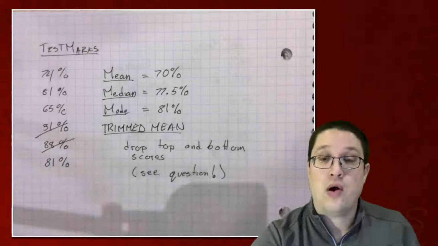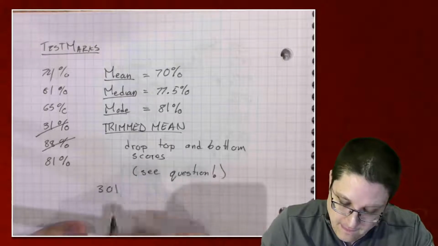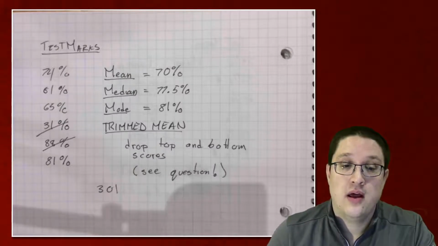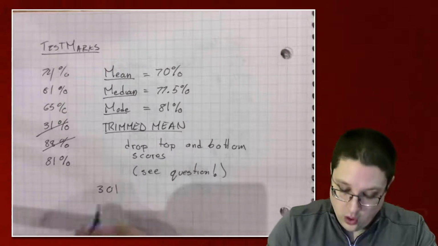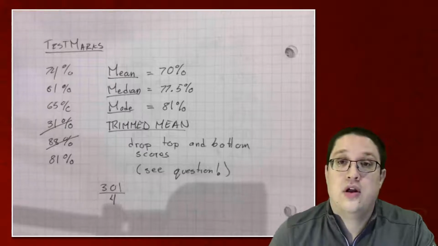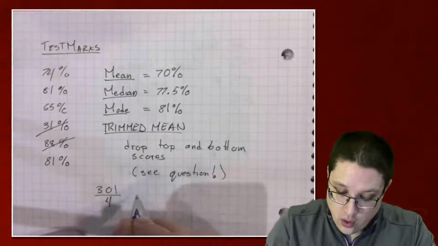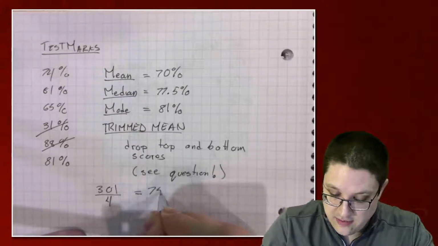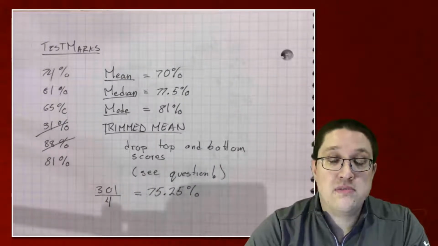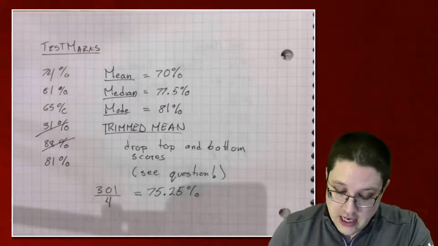Now, I'm going to add up all of the rest of those scores. So I've added up the rest of these scores, and I got 301. 74 plus 81 plus 65 plus 81 works out to 301. Now I'm going to divide that by 4. Notice that I only have 4 scores left, so I'm going to do 301 divided by 4. That works out to 75.25%. So my trimmed mean in this case is 75.25%. And that changed from the mean.